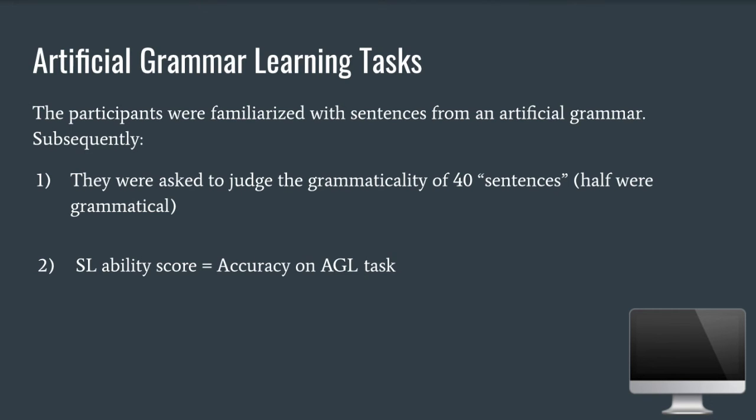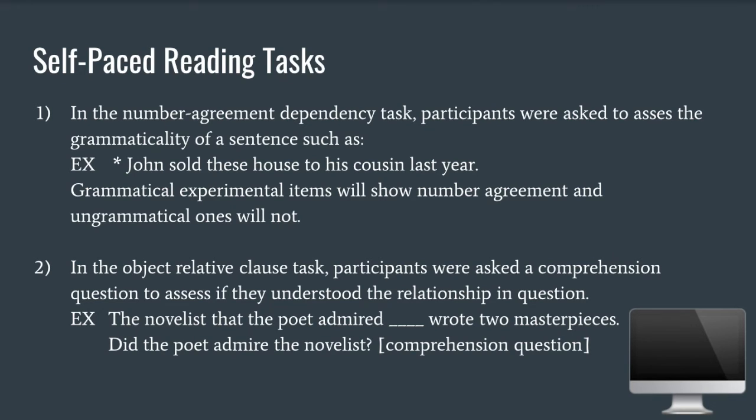In the number agreement dependency task, participants were asked to assess the grammaticality of sentences which either exhibit or violate number agreement. In the object relative clause task, participants were asked a comprehension question to assess if they understood the relationship in question.